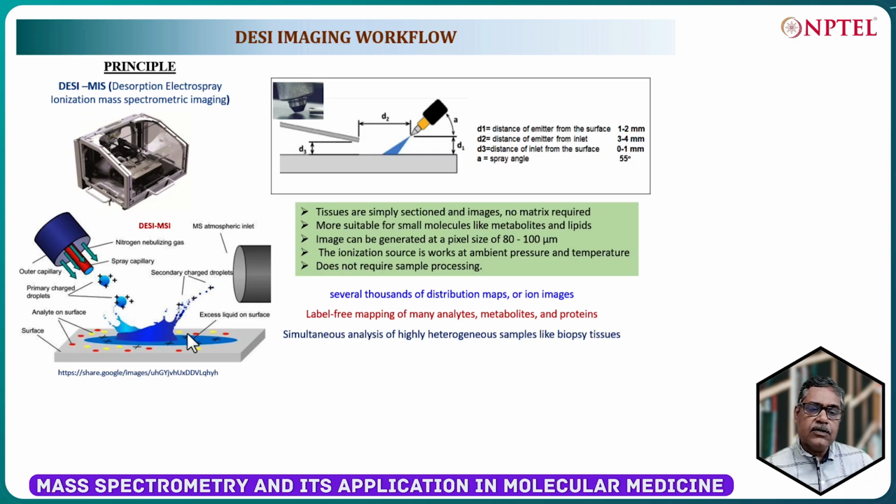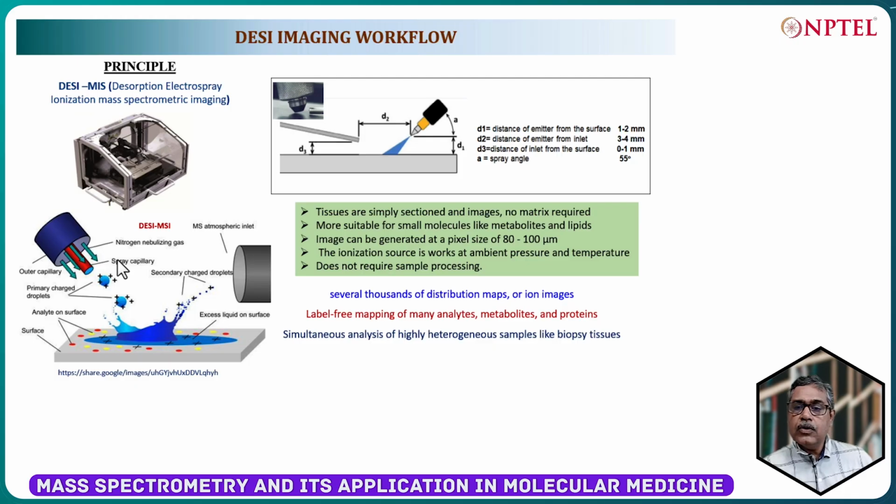These are the analytes on the surface. So, that comes out, meaning it is charged. Those are secondary charged droplets, and then this is taken into the inlet, inlet meaning the inlet of the mass spectrometer. And obviously, there is a gas flow. So, nitrogen gas is the nebulizing gas.